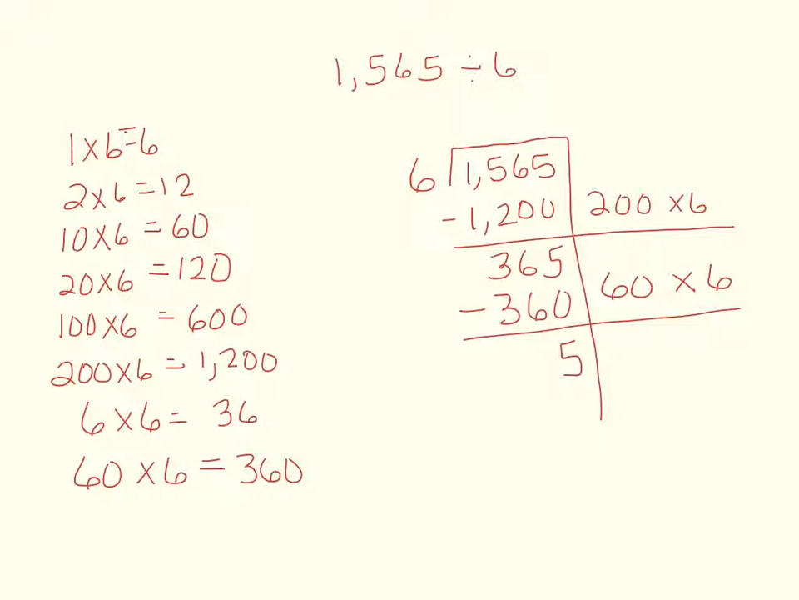Then I look at the number of groups that I multiplied by 6, and I multiplied 260 groups. So the answer is 260 with a remainder of 5. And then I'm going to also put it above my box here. 260, remainder of 5.